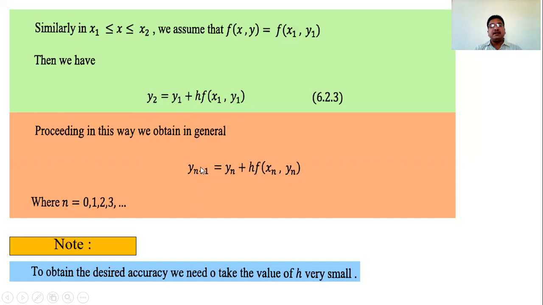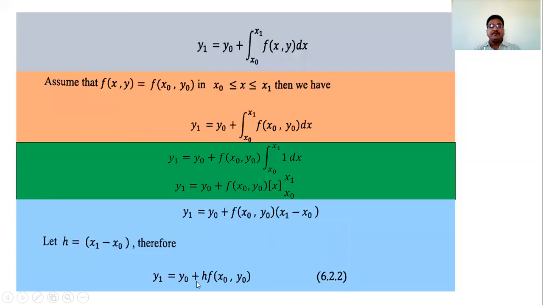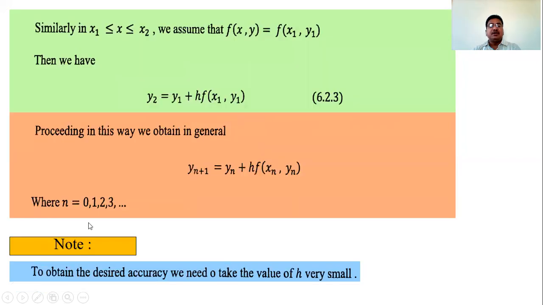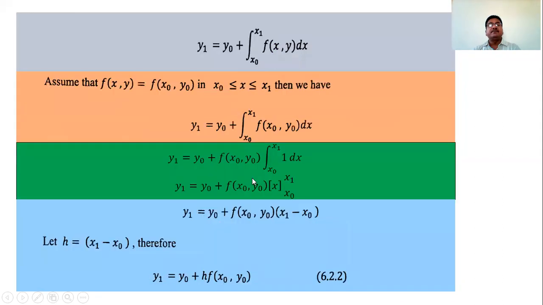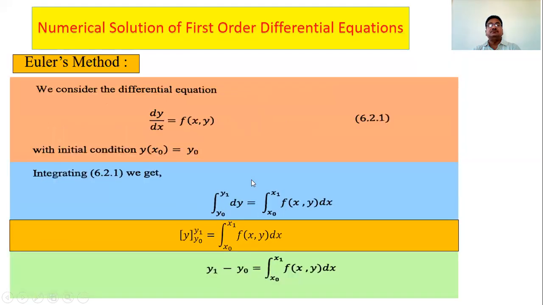If you substitute n as 0, then we have y1 is equal to y0 plus h f x0 y0, that is this formula. If we substitute n is equal to 1, then we have y2 is equal to y1 plus h f x1 y1. Similarly, if we substitute n is equal to 2, 3, 4, 5, and this is the Euler's formula. This is the formula to obtain the solution of this differential equation.